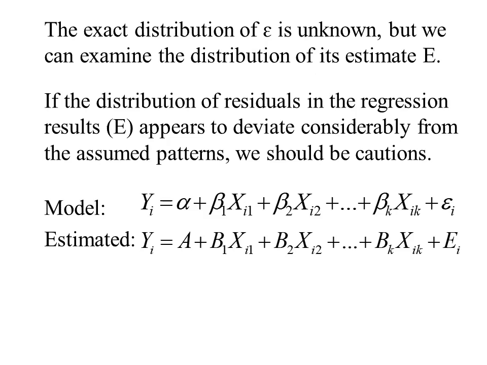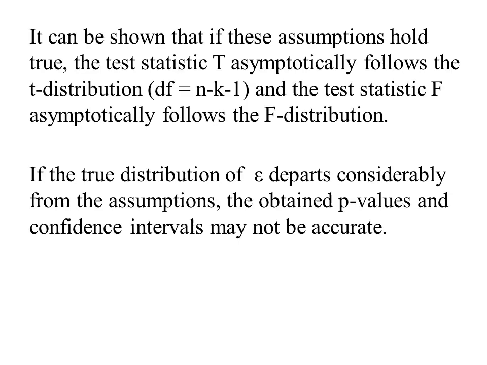As we studied, epsilon is the true residual, and E is its estimate. We will never see the exact distribution of epsilon, unless we have an infinitely large number of observations, but we can examine the distribution of its estimate, E, for observed cases, because the distribution of E should be pretty much like the distribution of epsilon. Mathematicians have shown that, if all of those 4 assumptions hold true, then the test statistic, T, asymptotically follows the T distribution, and the test statistic, F, asymptotically follows the F distribution.